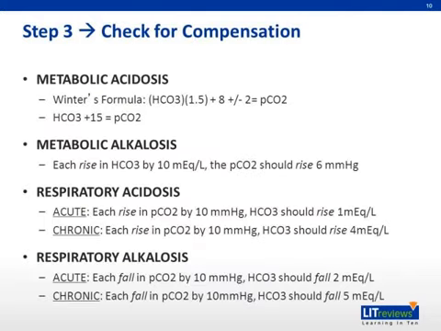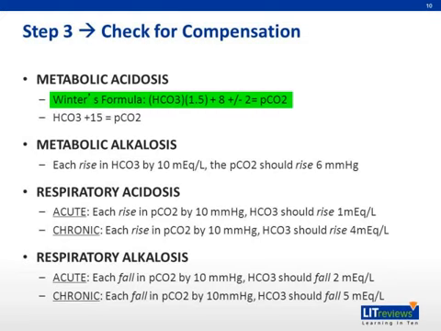Step 3. Check for compensation. When there is a metabolic problem, the lungs usually compensate. When there is a respiratory problem, the kidneys are the ones that compensate. Here, there are different formulas we use to calculate compensation. The most commonly used is the Winter's formula. Essentially, this formula tells you, during metabolic acidosis, what is the expected pCO2 for any given bicarbonate. In other words, it assesses the lung compensation during a metabolic acid disturbance. The expected CO2 should be 1.5 times the serum bicarbonate plus 8, within a range of plus or minus 2.